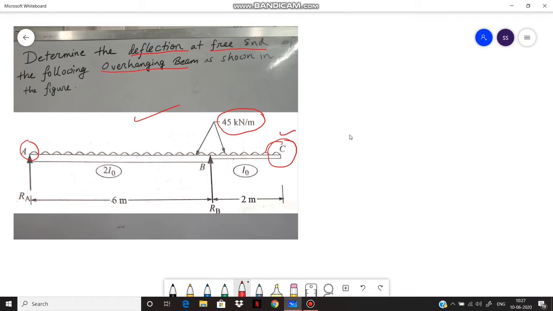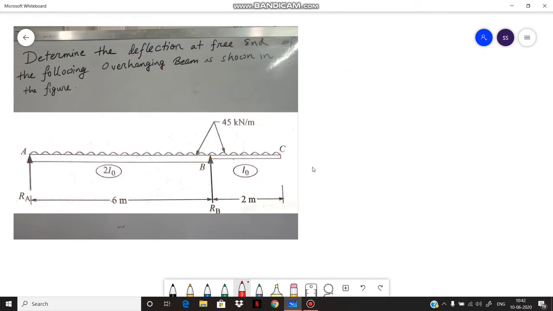The length of the beam from point A to point B is 6 meter, and the length of segment BC, that is from B to point C, is 2 meter. For the segment from A to B, the moment of inertia is 2I0, and from B to point C, the moment of inertia is I0. Now we have to calculate the deflection at point C. That means we have to calculate delta C, and in order to do so, first we have to calculate the reaction at point A and reaction at point B.